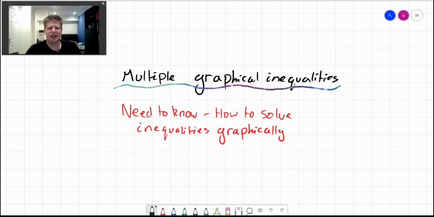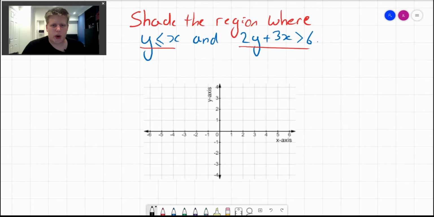In this final linear inequalities video, we're going to look at combining multiple graphical inequalities together. Before you start, make sure you know how to solve one graphical inequality on its own. Have a look at this question here.